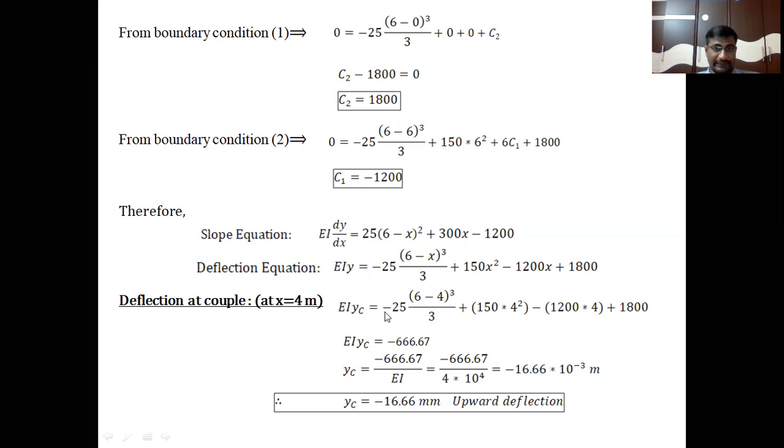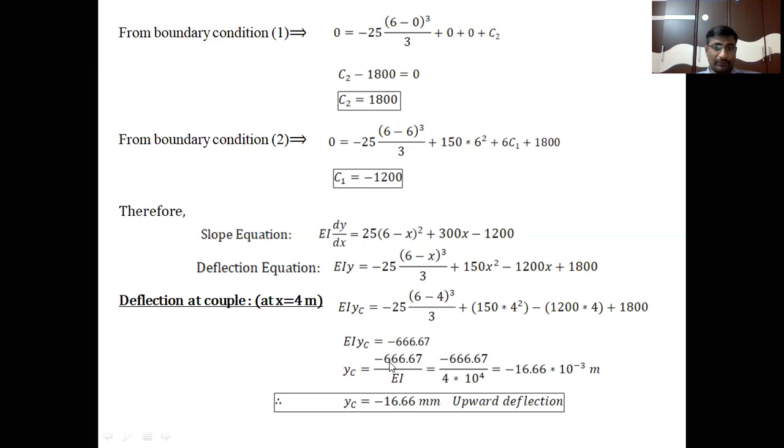Therefore EIyC equal to minus 25 (6 minus 4) whole cube by 3 plus 150 into 4 square minus 1200 into 4 plus 1800. Then EIyC equals, on the right hand side, the value minus 666.67. So a minus sign came here. The minus sign means the deflection at point C is upward, so the beam deflects upward.